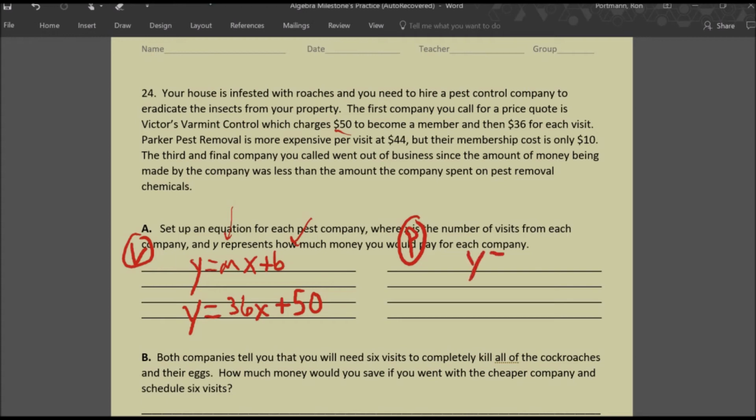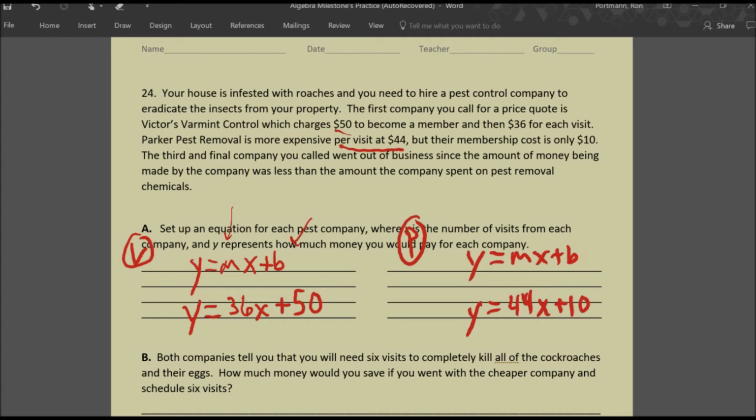So for Parker's, the m value, what's happening over and over again, is 44. Now they're out of order this time, but it's what is per visit. Every time he comes over, you pay $44. That's the thing that's happening over and over again. The thing where you start from, that's the b value. Wherever you start from, that's 10.